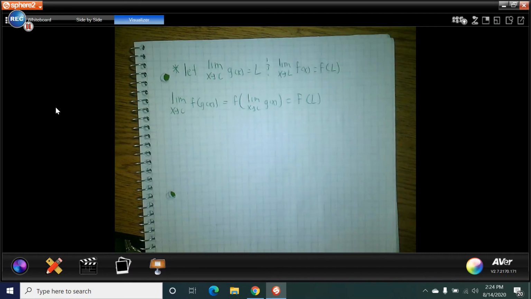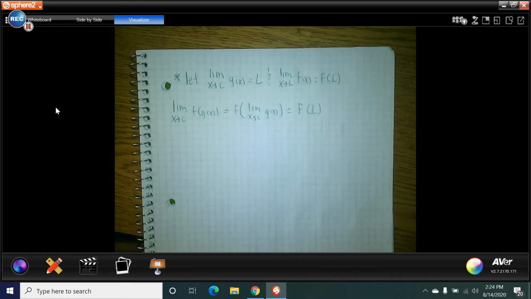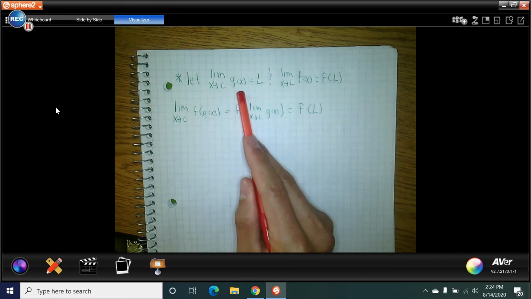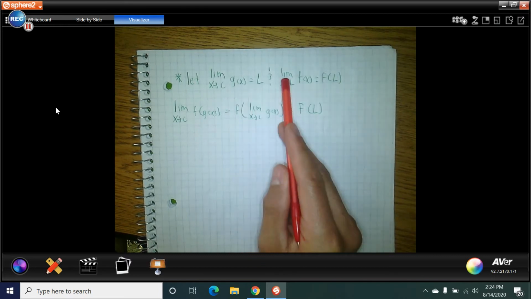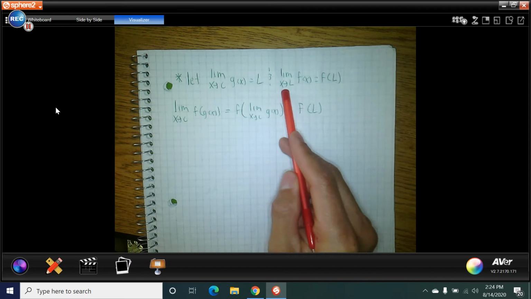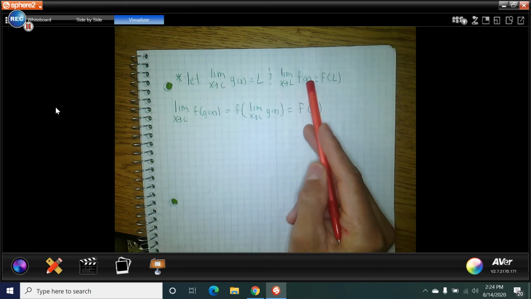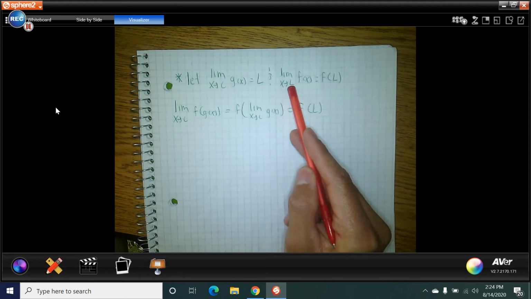which is in case you have a composite function. So let's say some information beforehand. We're going to let the limit as x approaches c of g of x equal L, and the limit as x approaches L, so we'll talk about this in just a second, of f of x equals f of L. That makes sense. We're just going to substitute in for x this value, which in this case is L.